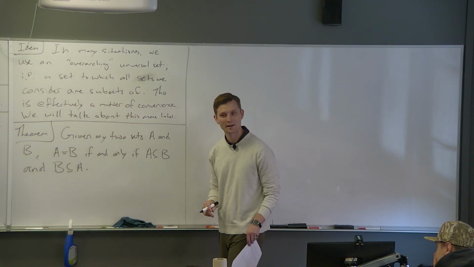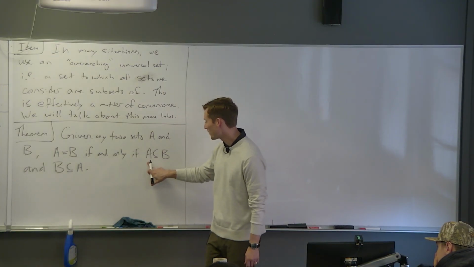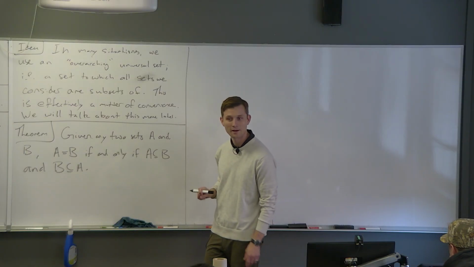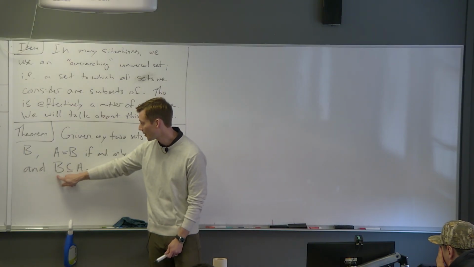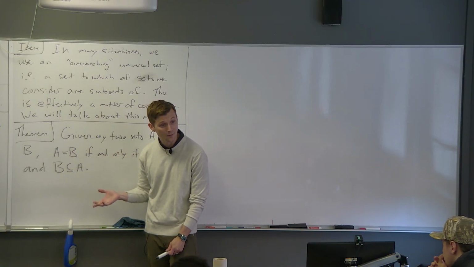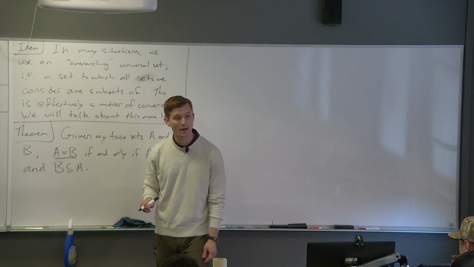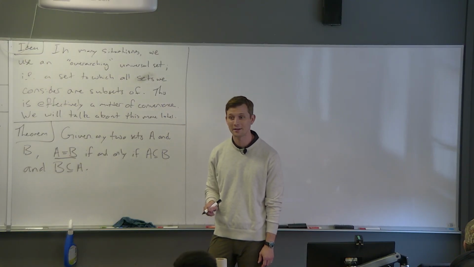That perhaps makes sense. After all, A is a subset of B if every element of A is also an element of B, and B is a subset of A if every element of B is also an element of A. Putting those things together says that A and B have exactly the same elements, which is what we mean when we write A equals B, right?